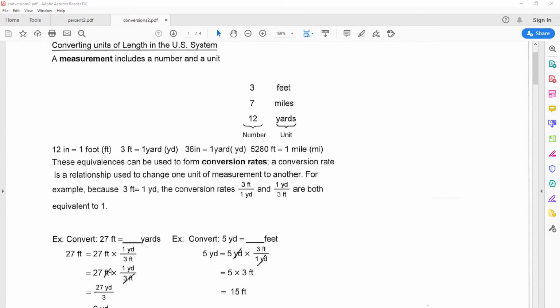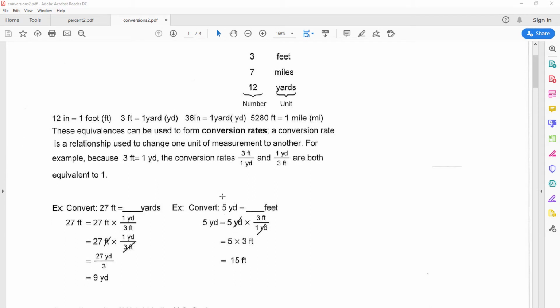In this one here, they ask us to convert between feet and yards. So when I multiply, I want to use the conversion rate that will allow feet to cancel. The conversion comes at the expense of cancellation. So I want feet to disappear, and I want to replace it with yards. Now I think about the relationship between yards and feet, which is 1 to 3. Now when I multiply, the feet cancel out, and the only unit left is yards. So I have 27 over 3 yards, which is 9 yards.